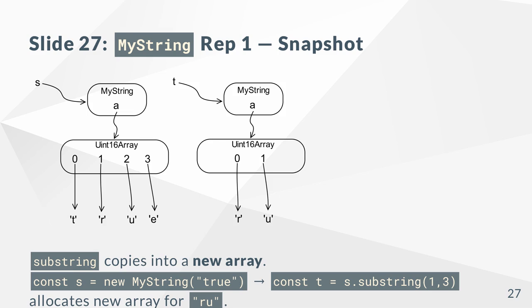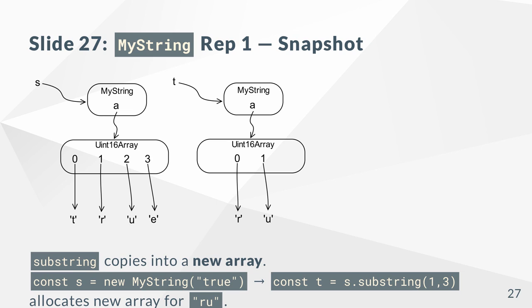This slide shows a memory snapshot diagram. Let me explain what a snapshot diagram is and what this one is telling us. A snapshot diagram is a picture of what is in memory at a particular moment during program execution. Think of it as a photograph of the heap, the region of memory where objects live. In this diagram, we have run 2 lines of code. First, const s equals new myString of the string "true". Second, const a equals s.substring(1, 3).